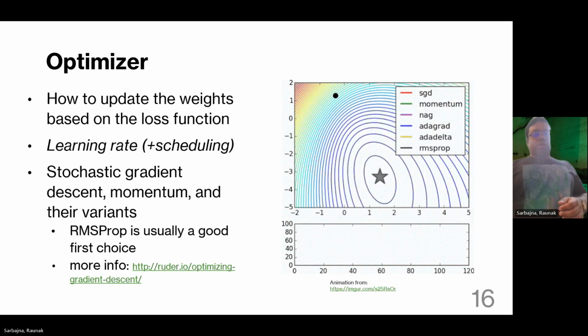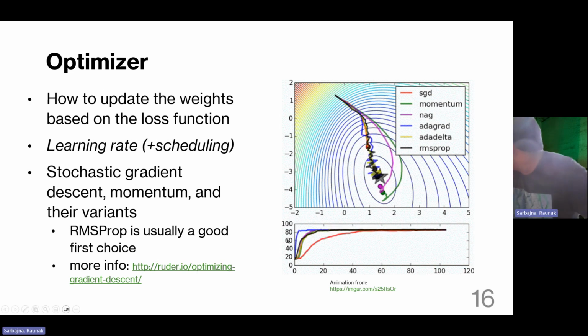Okay. So what do the optimizers do? There are lots of optimizers. This is supposed to be a GIF. I'm not sure why it's not playing. You need to click on it. Okay. So this is what an optimizer looks like.